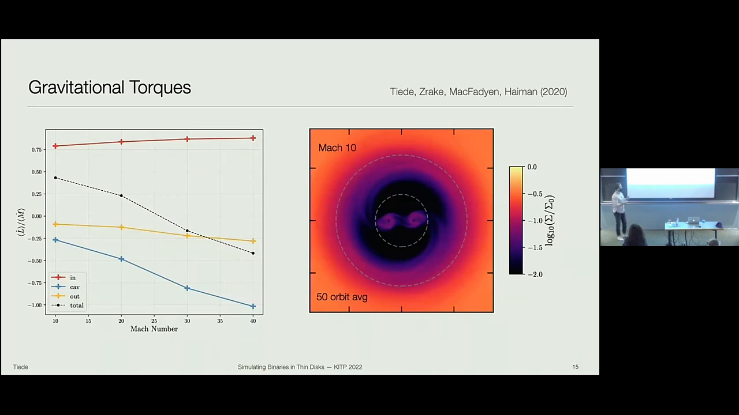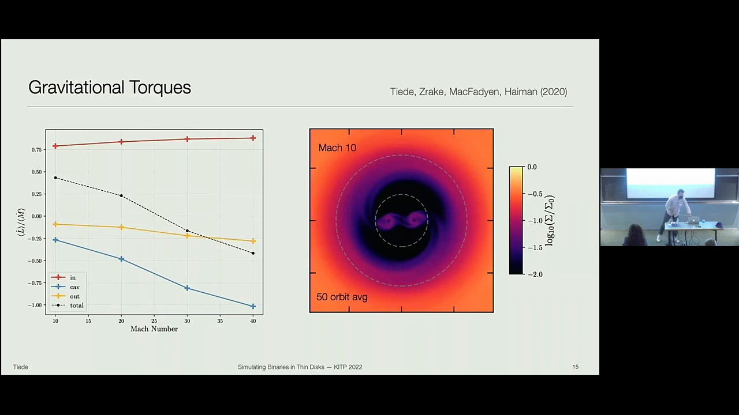So in this comparatively warm and thick case, these mini disks are dominating the net torque and actually causing the binary to expand. But as you go to thinner and thinner disks or higher and higher Mach numbers, you find that the torques from the mini disks don't change a whole lot, and nor do the torques from the outer circumbinary disk. What's really changing is you're getting these increasingly negative torques from the cavity region.